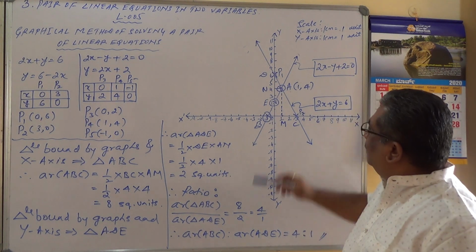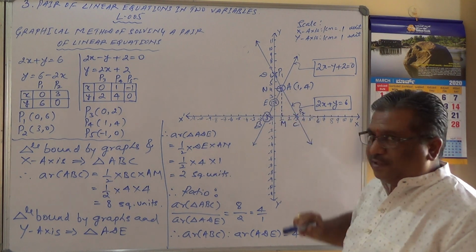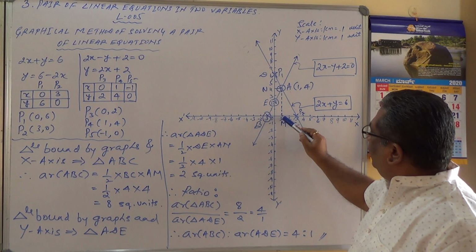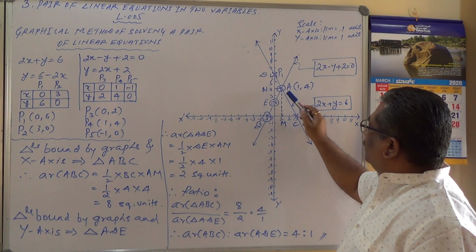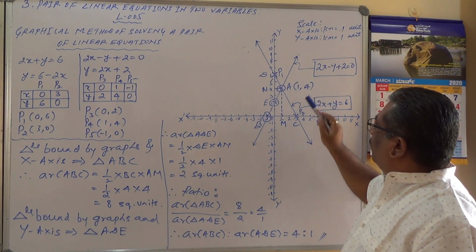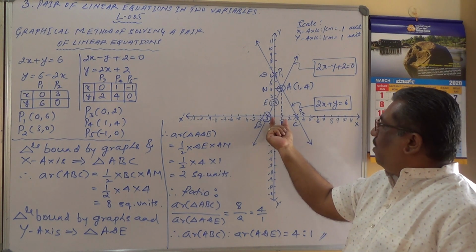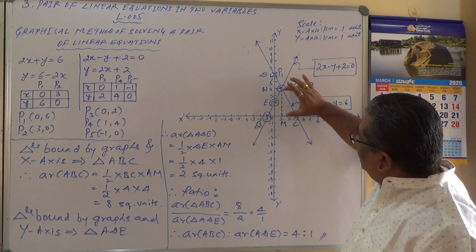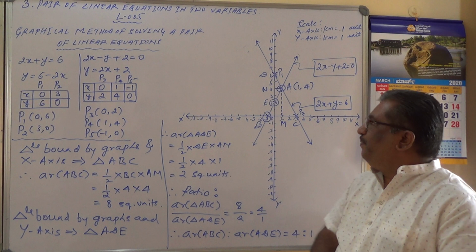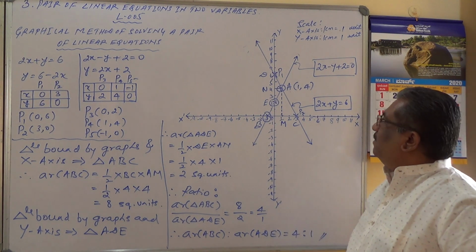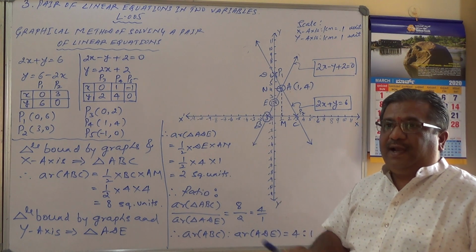What are the coordinates? From there, drop a perpendicular and draw a horizontal line. This represents 1, this represents 4. Therefore, the coordinates of the point of intersection are 1, 4. X coordinate 1, y coordinate 4. Means along the x-axis 1 unit and this is 4 units. Is it clear? Fine.